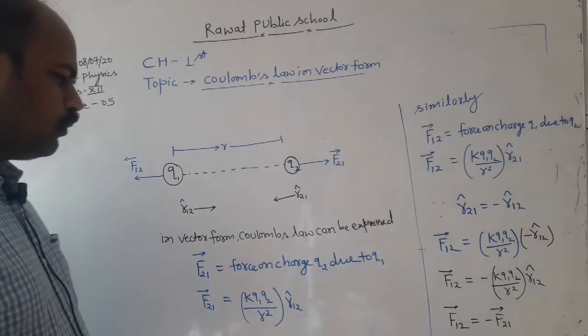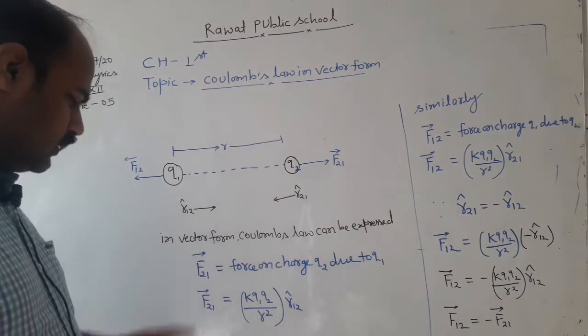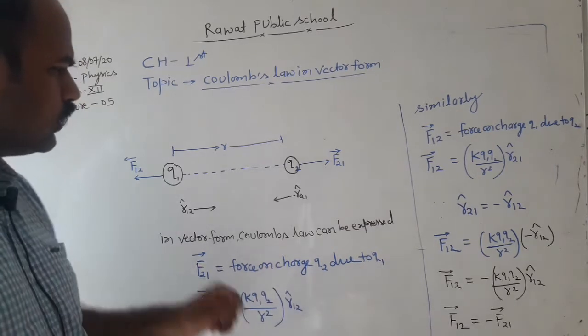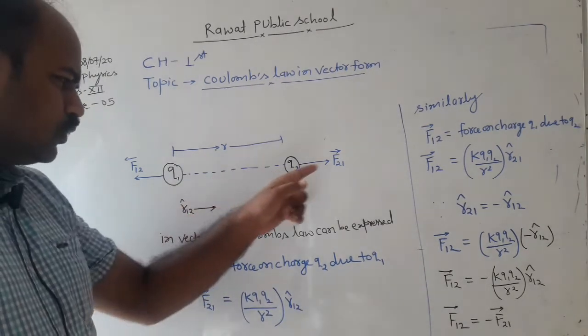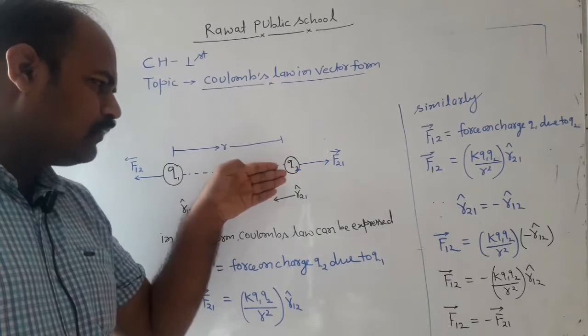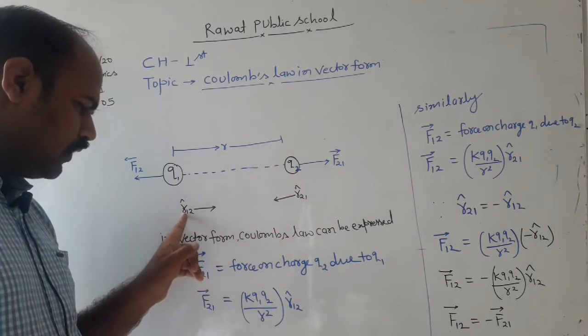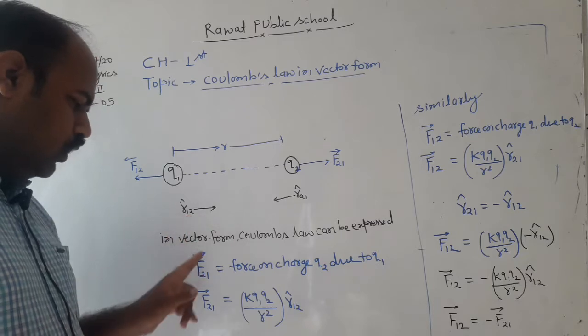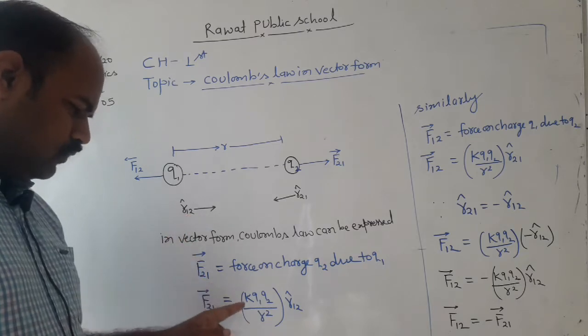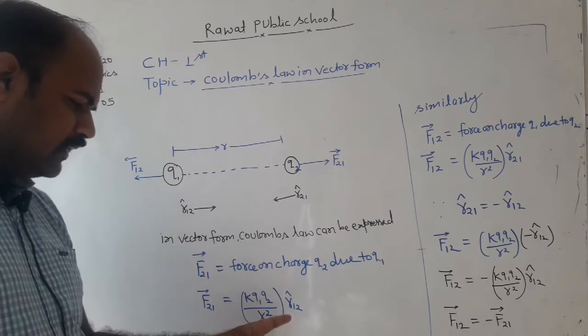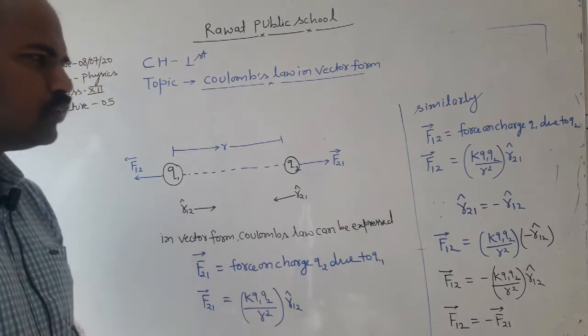So in vector form, Coulomb's law can be expressed for F21. F21 means the force on charge Q2 due to Q1. The direction of F21 is along this direction, and this direction is represented by the unit vector R12. So the magnitude of F21 is K Q1 Q2 by R square, and the direction is given by R12.